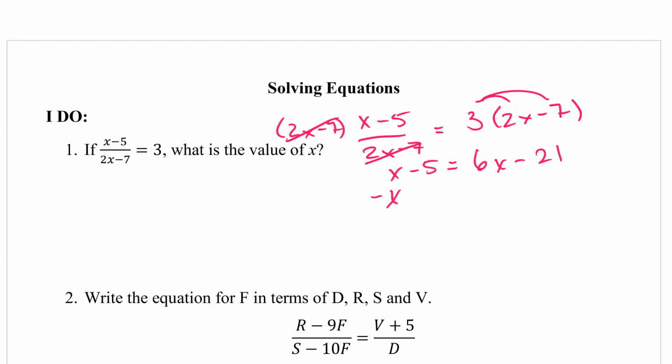I want my x's on one side and my numbers on the other. So I'm going to move the 21 by adding it to both sides and move the x by subtracting it from both sides. So you end up with 5x equals 16. Divide both sides by 5, and we can leave our answer as the fraction 16/5.